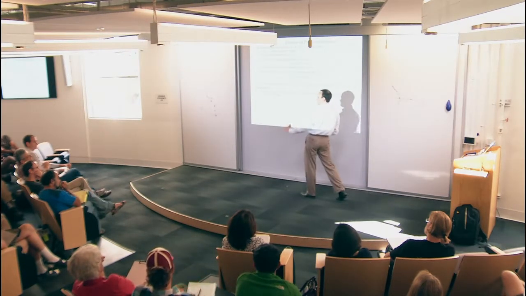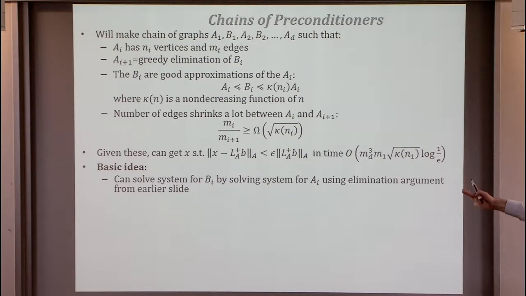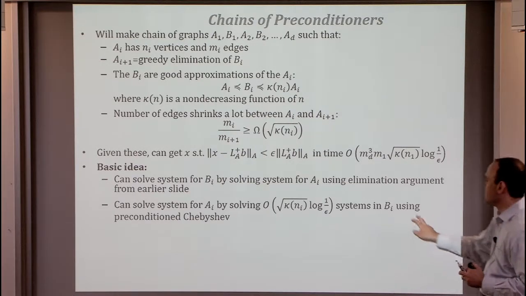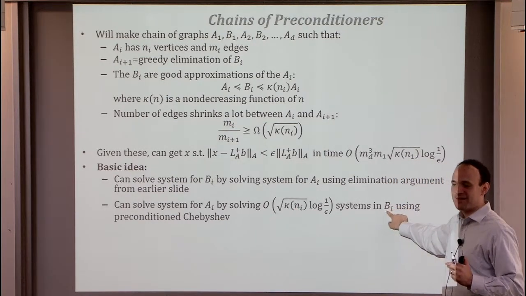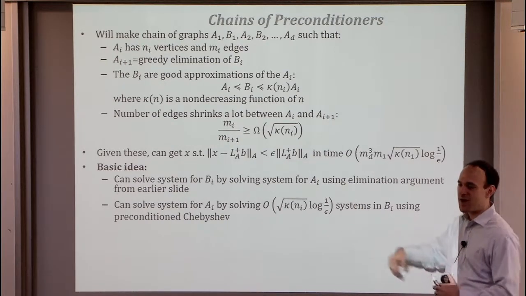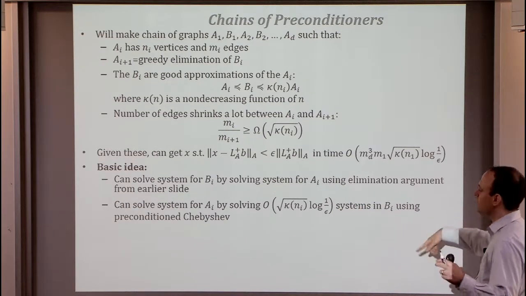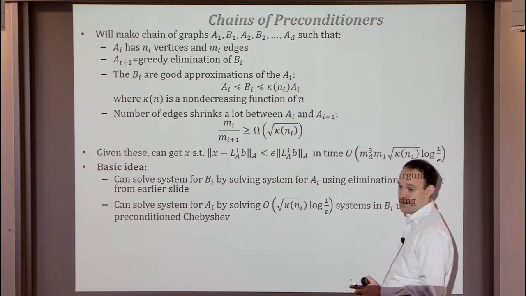I just want to say that if I give you this chain, something good happens. And the idea is, how do you use the existence of this sequence of graphs to solve everything? The idea is that I can solve a system for BI by solving a system for AI using this elimination argument. The B's are these very sparse graphs. And I can solve a system for AI by solving this number of linear systems for BI. So the point was this condition number is how well B approximates A, so how many preconditioned iterations I need to use B to solve A. And so what I'm hoping to do is reduce solving a linear system in A to solving root kappa of n linear systems in B, where B is hopefully smaller.